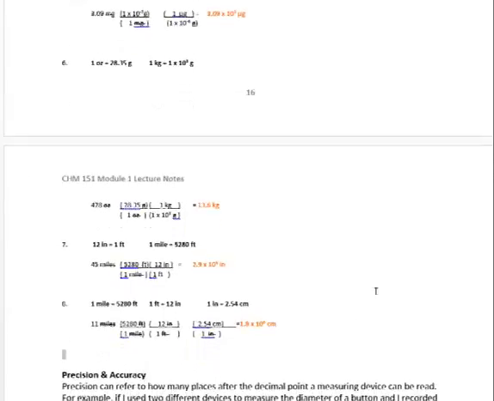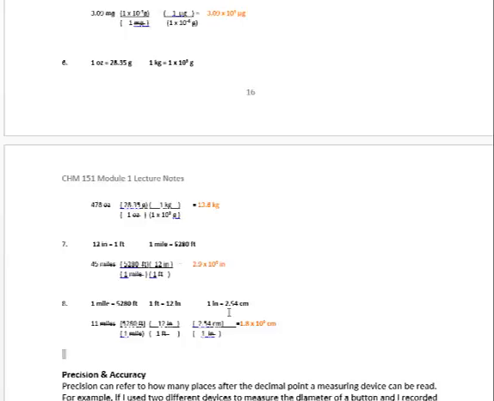Conversion factors in problem 8: 1 mile equals 5,280 feet, 1 foot is 12 inches, and 1 inch is 2.54 centimeters. We multiply our given 11 miles by the conversion factors in ratio form, 5,280 feet per 1 mile, times 12 inches per 1 foot times 2.54 centimeters per 1 inch equals 1.8 times 10 to the 6 centimeters.